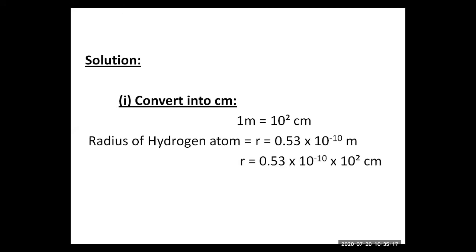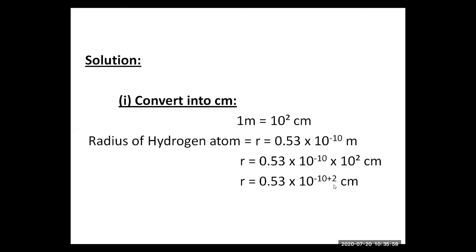Now, next one is R is equal to 0.53 multiplied by 10 raised to the power minus 10, and we will multiply this by 10 raised to the power 2, because 1 meter is equal to 10 raised to the power 2 centimeter. Here the bases are similar, so the powers will be added. So we have to write R is equal to 0.53 multiplied by 10 raised to the power minus 10 plus 2 centimeter.